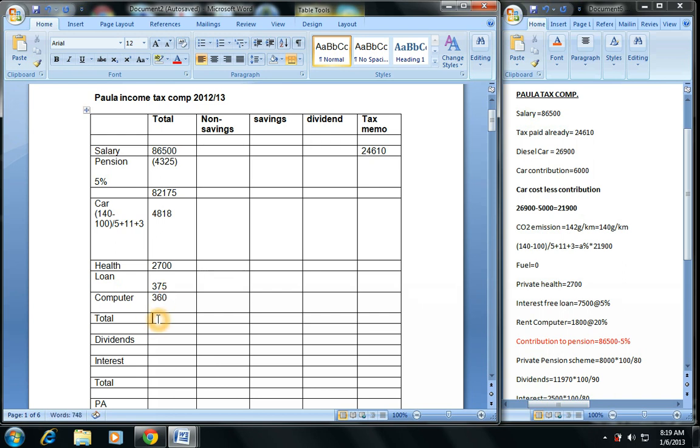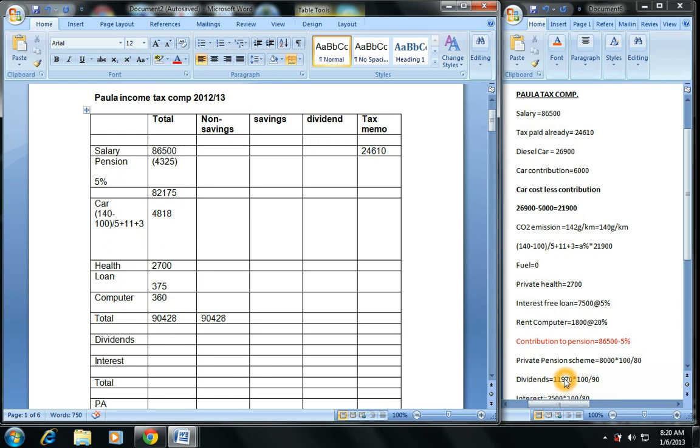We put a total here of 94,228. We put the same figure here, 94,228 here. So now we've done that. That was here. Don't forget the private pension scheme, we gross it up. This one will come later, because a private pension scheme, she paid by herself.